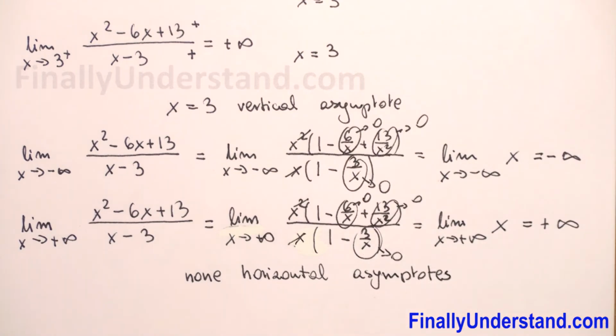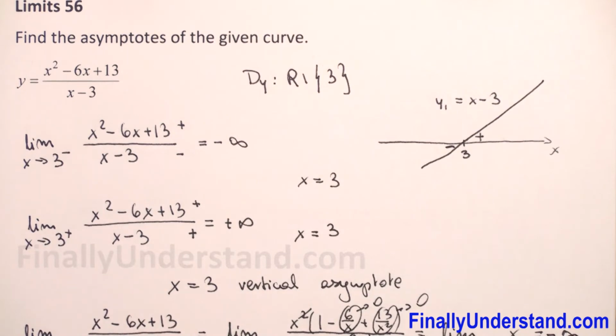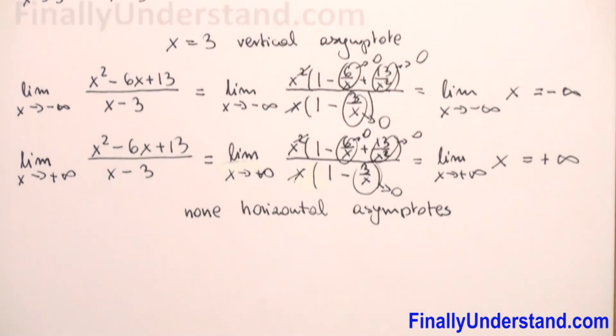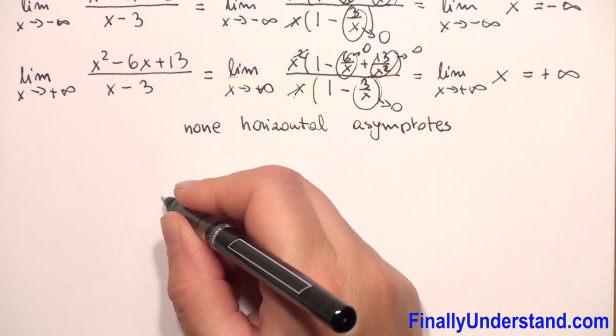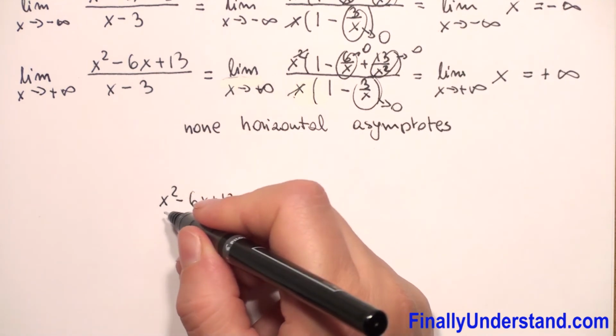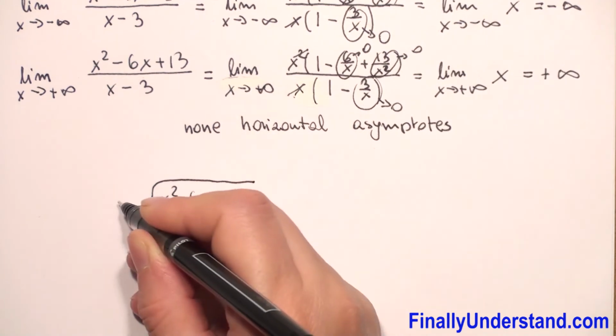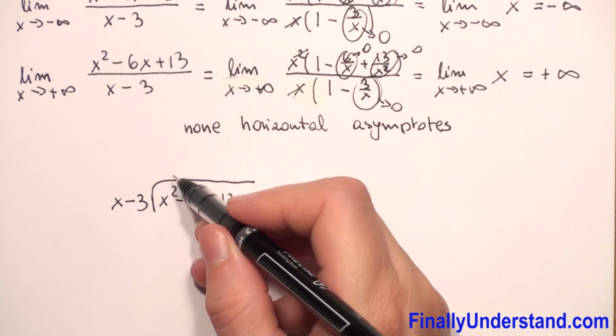So now we have to check if we have slant asymptote, because degree of numerator is 1 greater than degree of denominator. So we will have slant asymptote. We will find that asymptote by long division. So let's do this. We have x squared minus 6x plus 13. We have to divide by x minus 3. So first we divide x squared by x, so this is x.